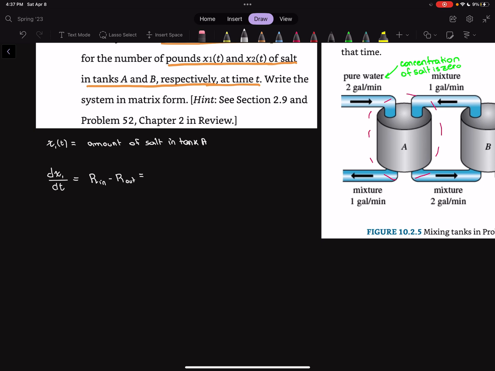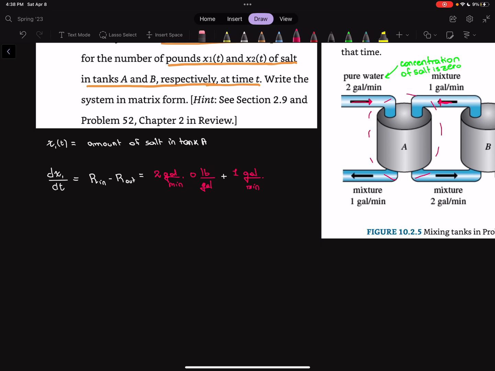What is the rate in? We have 2 gallons per minute going in of pure water. So that's going to be 2 gallons per minute multiplied by 0 pounds of salt per gallon. Okay, can we do the same thing with the other thing that's coming in right here? We have 1 gallon per minute, so we're going to add 1 gallon per minute times what concentration?